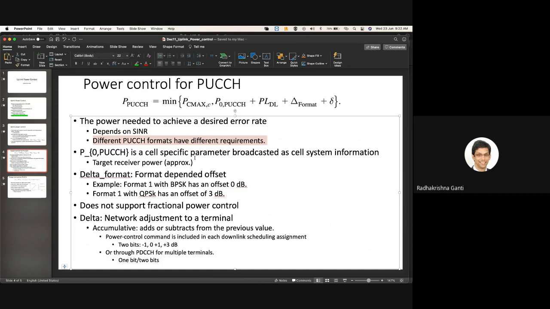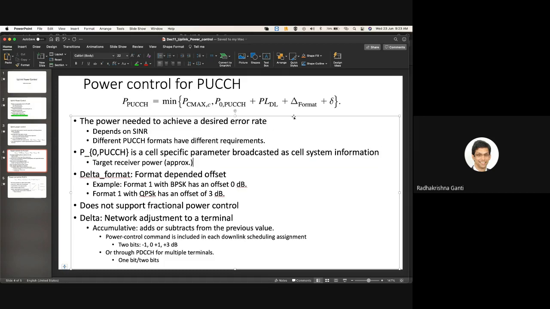To achieve this, they have something called a target receive power. That's called P0 PUCCH. That's a target receive power that's broadcast as part of the SIB messages. So they say that we want to receive this much PUCCH power. This is the base level power.